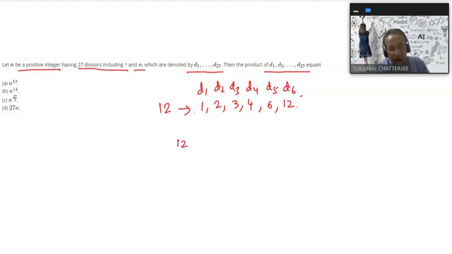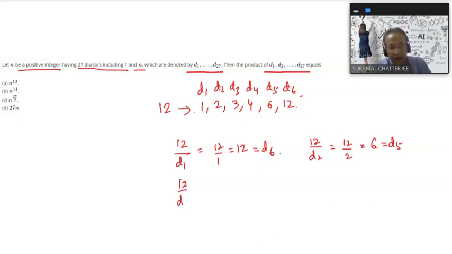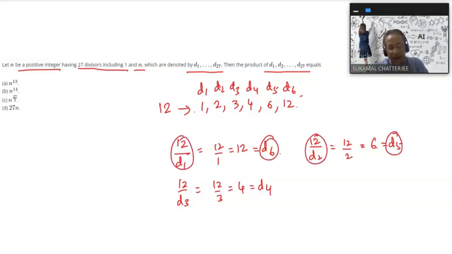So that means 12 by d1 is 12 by 1, which is 12, which is d6. 12 by d2 is 12 by 2, which is 6, which is d5. So likewise I can have 12 by d3 is 12 by 3, which is equal to 4, which is equal to d4. So 12 by d1 is d6, 12 by d2 is d5, and 12 by d3 is d4.